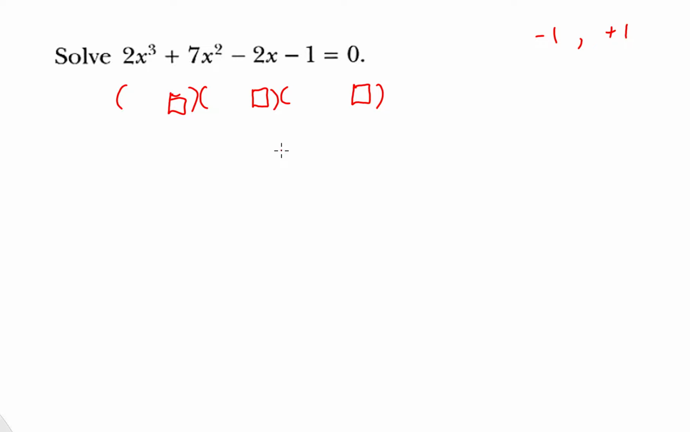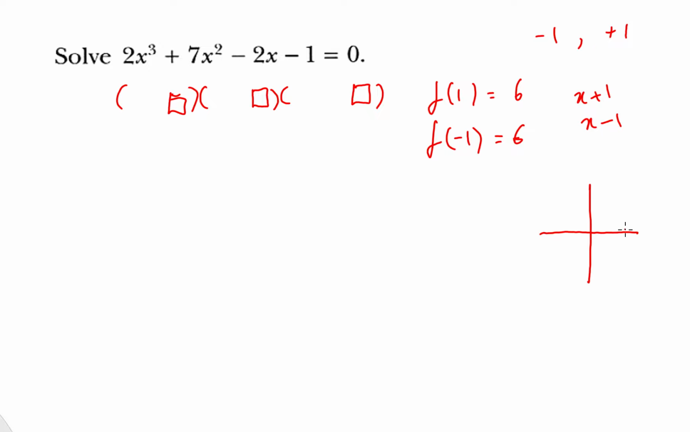Okay, and that's it. So when you compute f of 1, the answer is 6. When you compute f of negative 1, the answer is also 6. So you think, oh, wait a second. So now we know that neither x plus 1 nor x minus 1 are factors. Neither of these are factors, because if it turned out to be 0, that would imply that it's a factor. That's not the case. Okay, so we have a situation here where we know it's a cubic that has roots, and we know at negative 1 the value is 6, and at positive 1 the value is also 6.